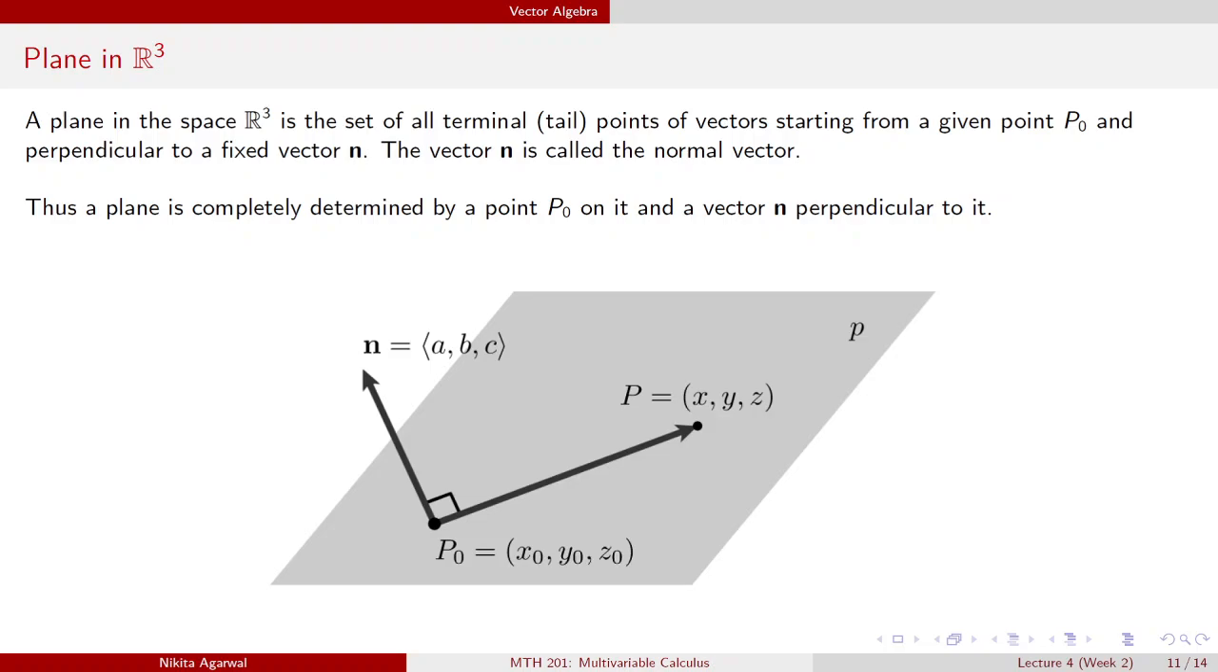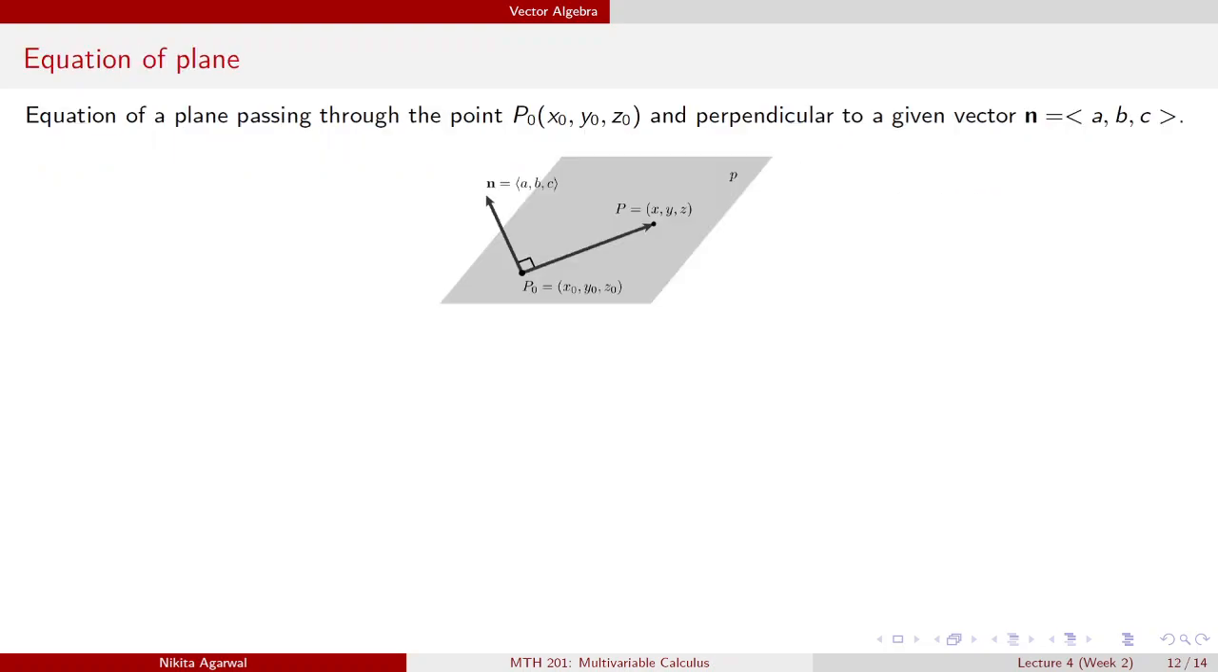So now let us go back to the previous part. A line is determined by a point on it and a direction which is parallel to it, whereas a plane is given by a point on it and a vector which is perpendicular to it. In the first case, you get a line. In the second case, you get a plane which has infinitely many lines on it. Okay. So now let us look at the equation of a plane.